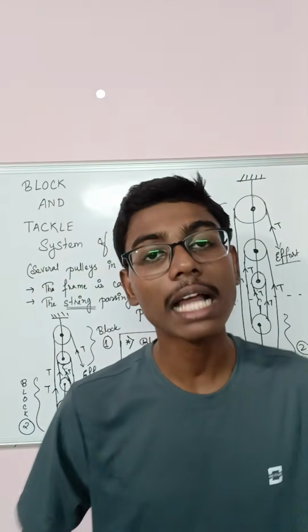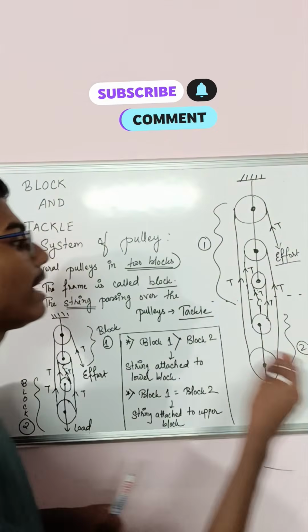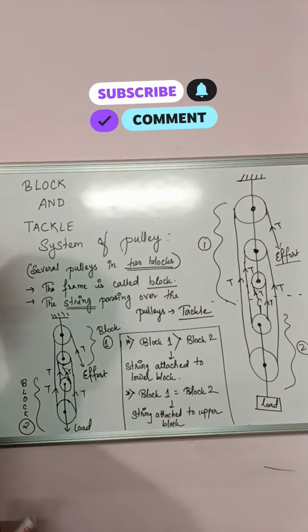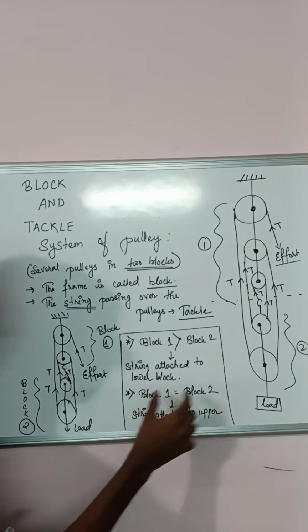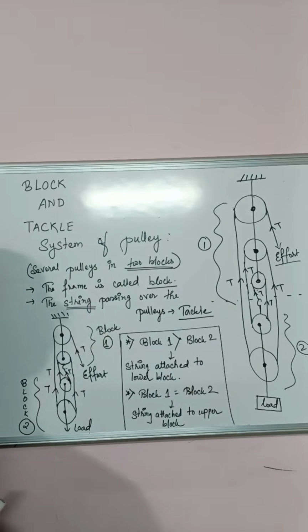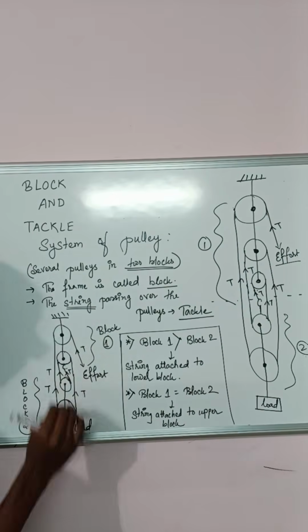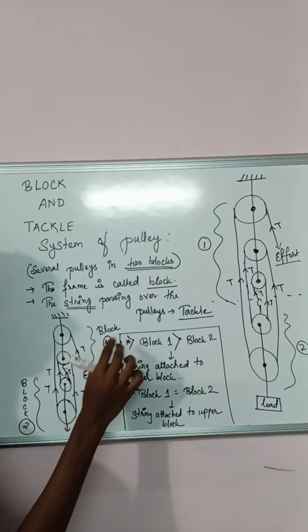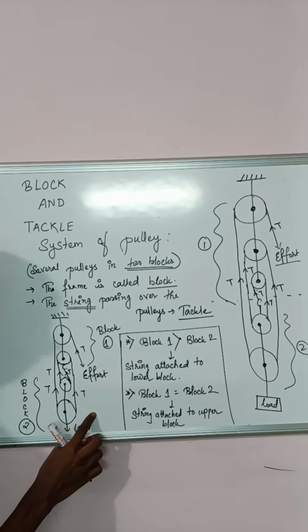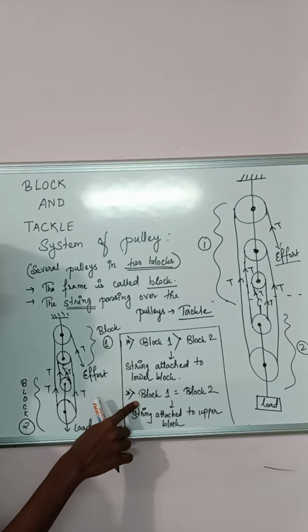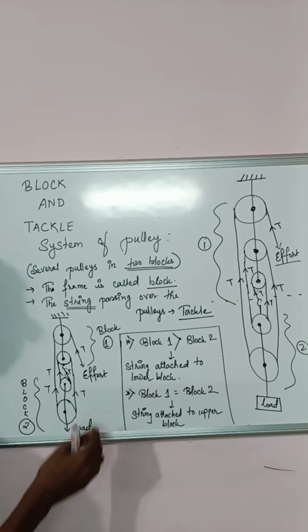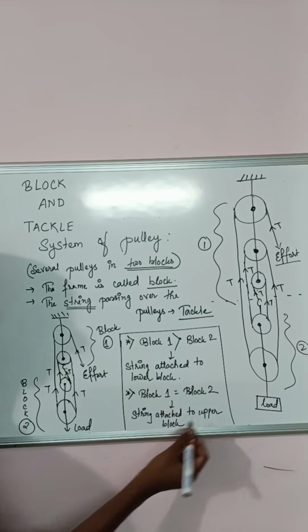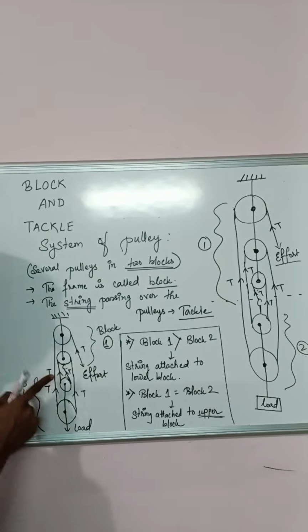Now first of all, we have to know there can be two scenarios. The number of pulleys in block 1 can be greater than the number of pulleys in block 2, or it can be equal. That is, the number of pulleys in block 1 can be equal to the number of pulleys in block 2. If the number of pulleys in block 1 is equal to the number of pulleys in block 2, as you can see in scenario 2, then the string which is wrapped over the pulleys will be attached to the upper block, to the fixed part, as you can see here.